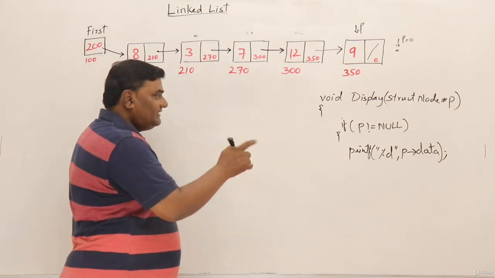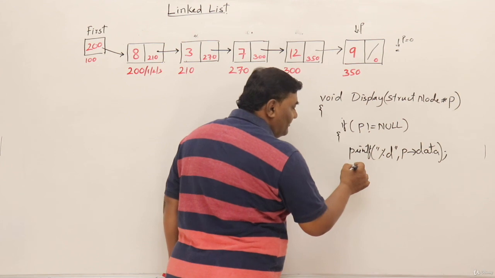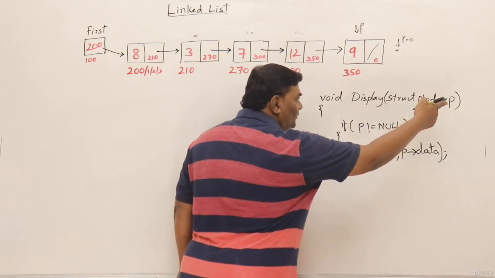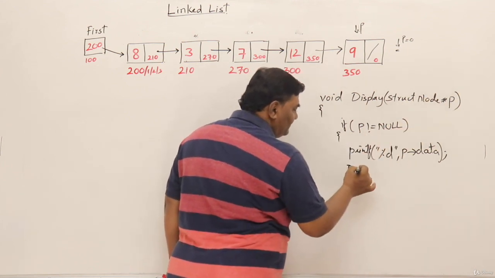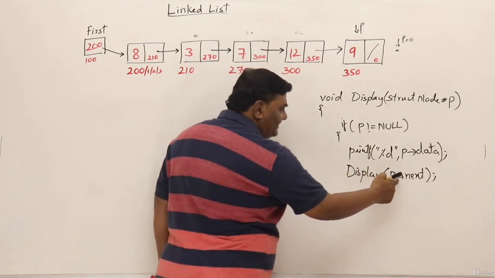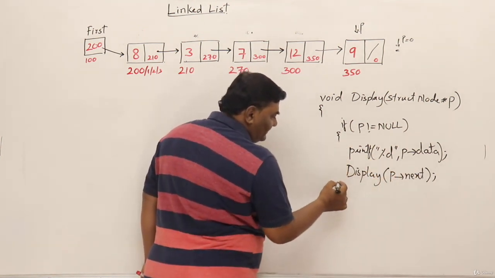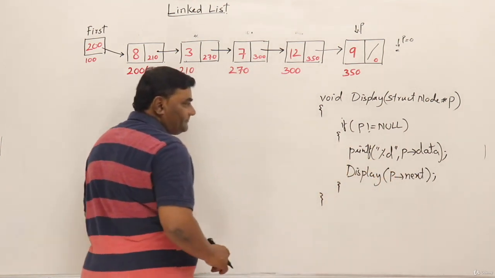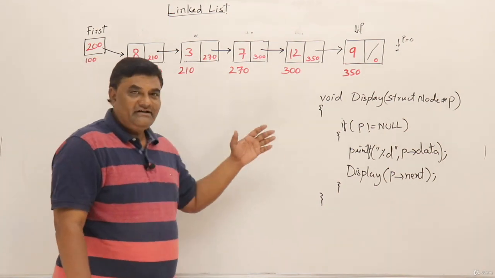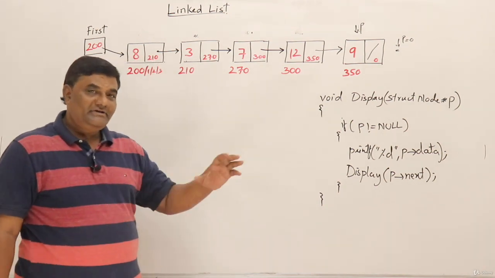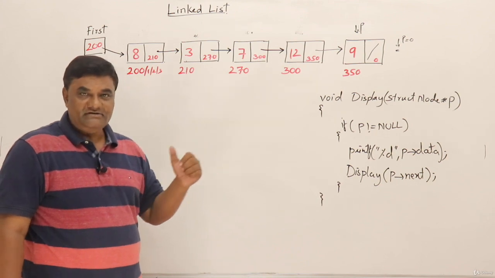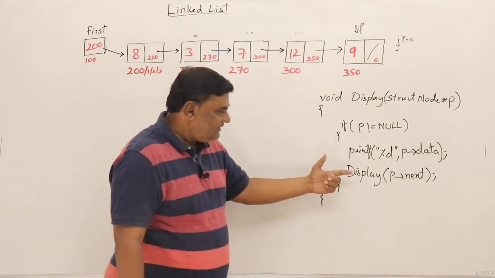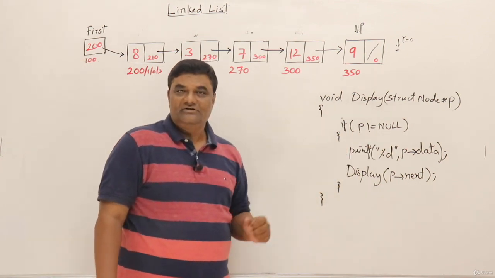After printing data, it should go to the next node recursively. So display will call itself again by passing the next node's pointer. So display p next. That's all. Close the bracket and close this one. So this is a recursive function for displaying all the elements of a linked list one by one. It is printing and calling itself and moving on to the next node.